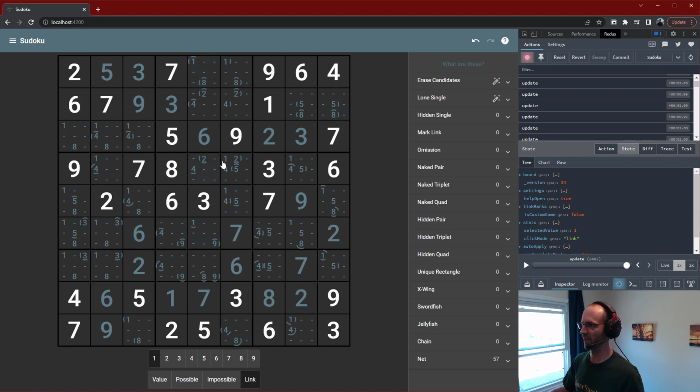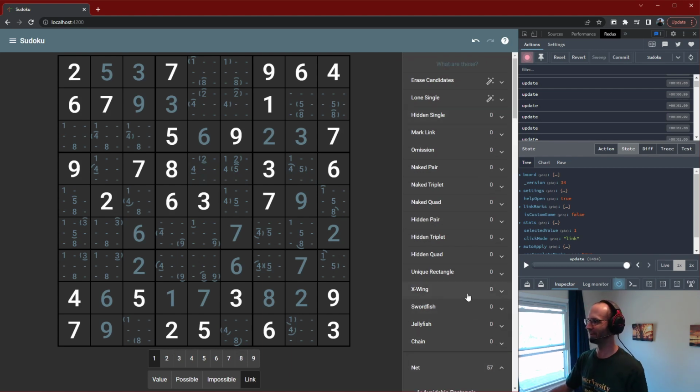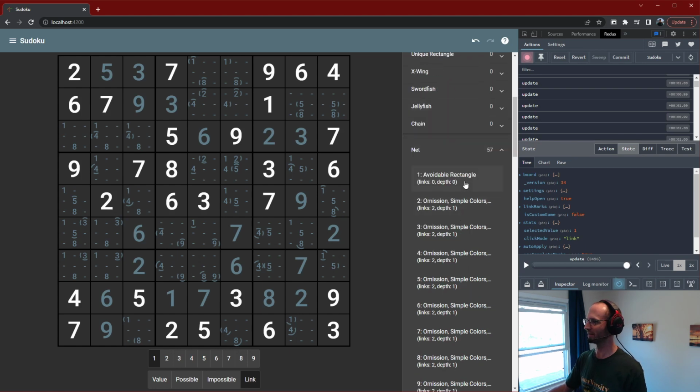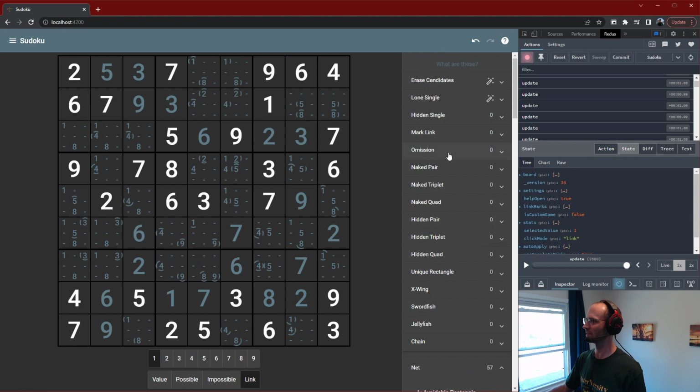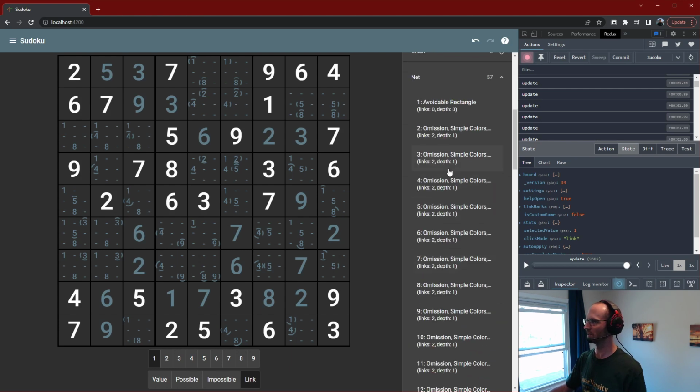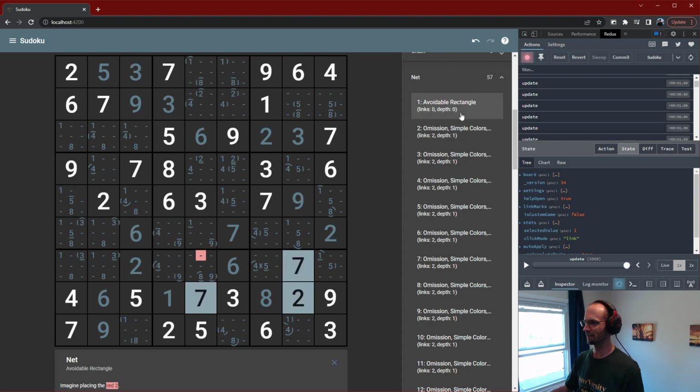And let's check the block. That gives us no. And the row, no. Okay. So now we look, and yeah, sure enough, the only thing left are nets, not even a chain. Wow. But we have that avoidable rectangle. Omission? What do you mean omission? It says no omission. This says there is omission? Okay, nets are broken. That one's correct.